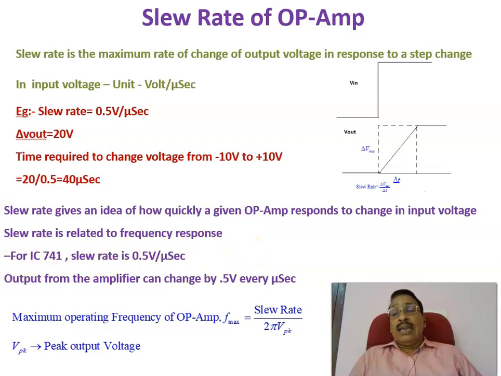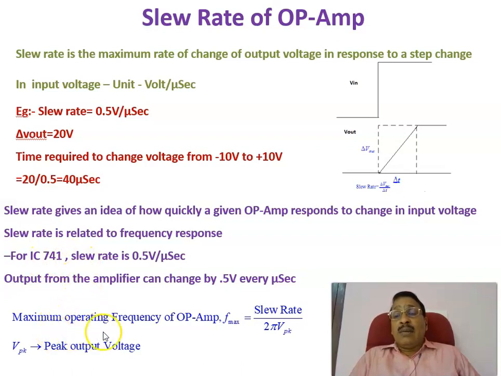For an IC741, which is widely used in laboratories, the slew rate is equal to 0.5 volt per microsecond. Per microsecond, the output voltage can change by 0.5 volt. Therefore, the output from the amplifier can change by 0.5 volt for every microsecond. That is the meaning of a slew rate of 0.5 volt per microsecond, the slew rate of the IC741.